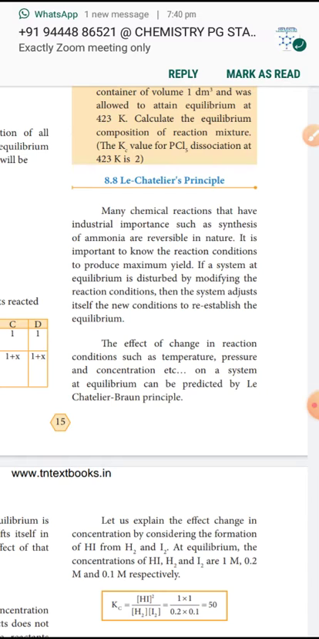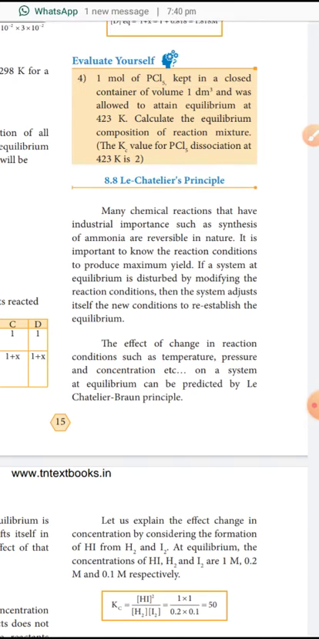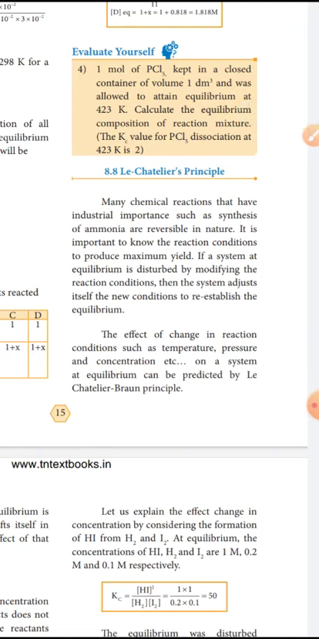Good afternoon, students. Today let us learn about Le Chatelier's principle: the effect of change in reaction conditions such as temperature, pressure and concentration on a system at equilibrium can be predicted by Le Chatelier's principle. In a chemical reaction, three conditions can be changed: temperature, pressure and concentration.